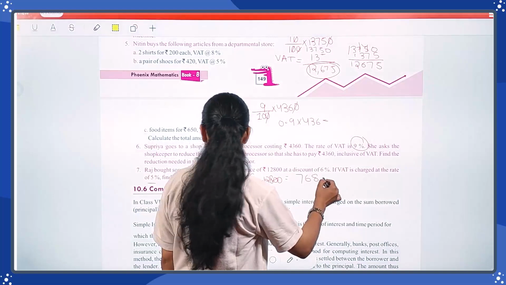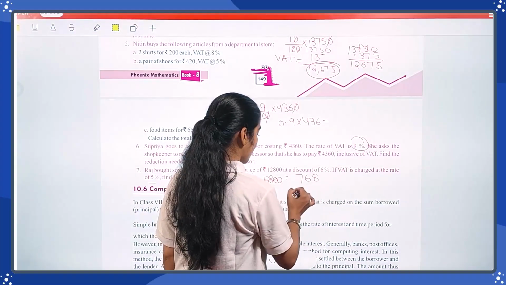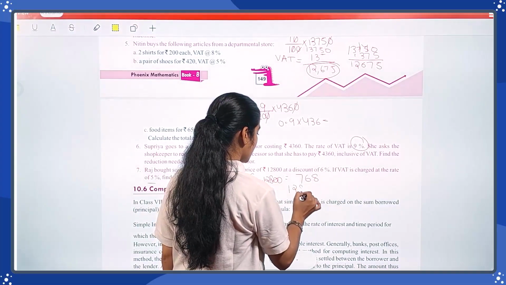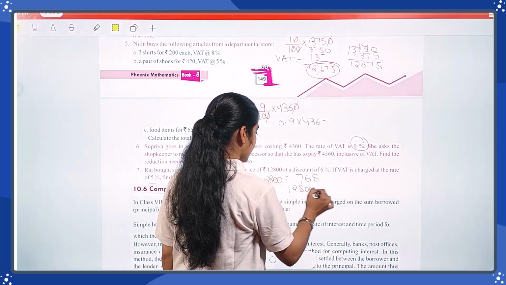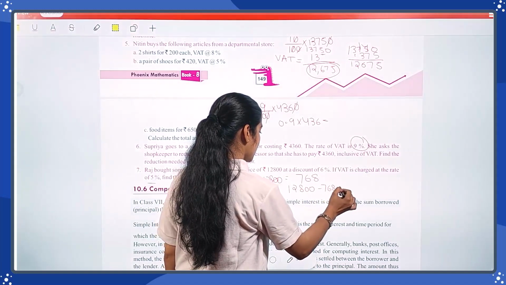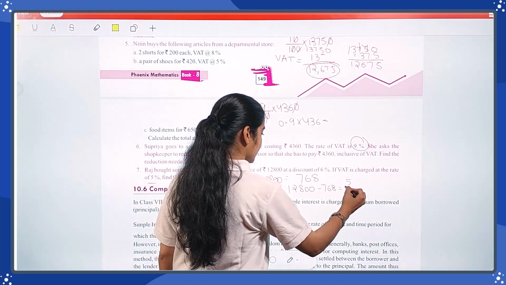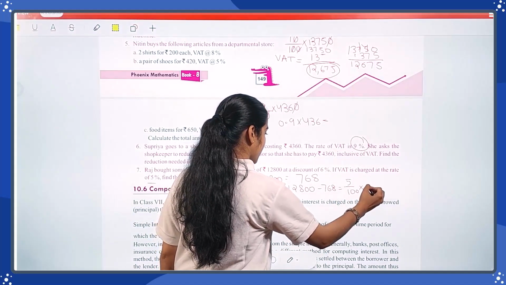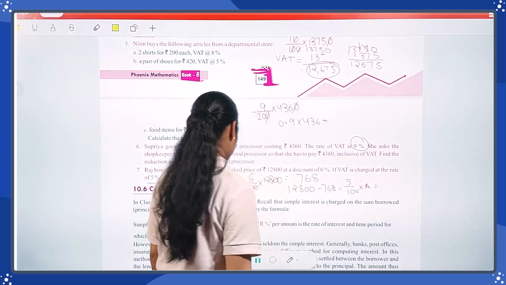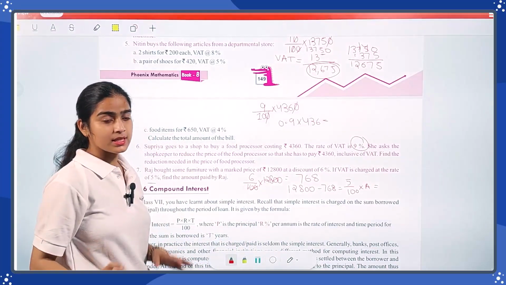Now, you have to subtract this amount from 12,800, so 12,800 minus 768. The amount you have, multiply that amount by the VAT rate, then you have your answer. So I hope, students, this exercise is clear to you.